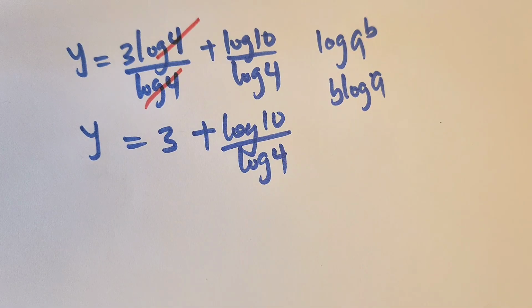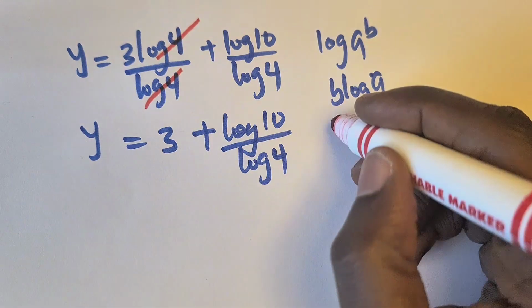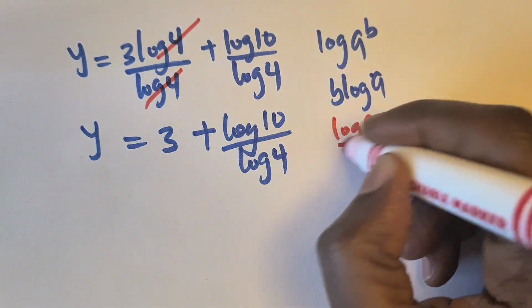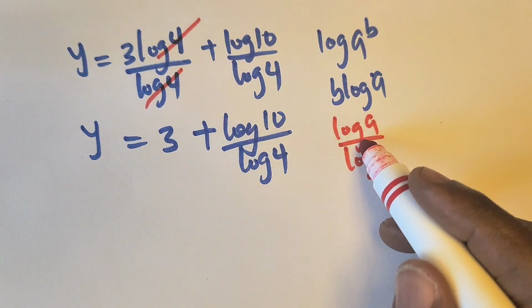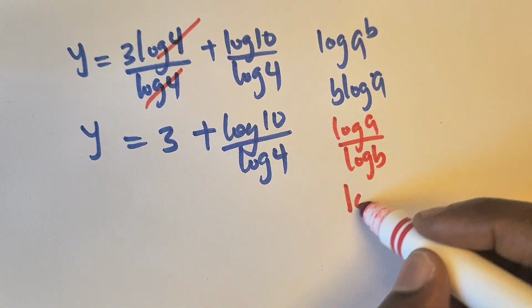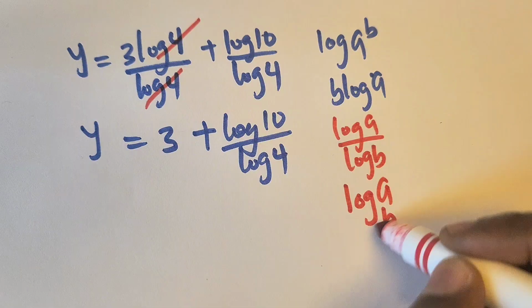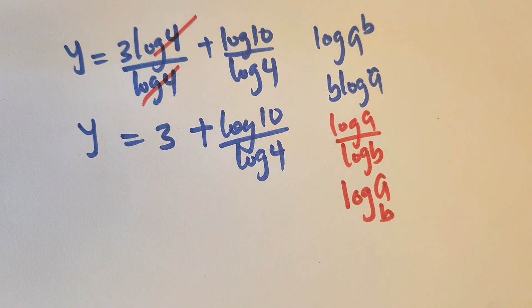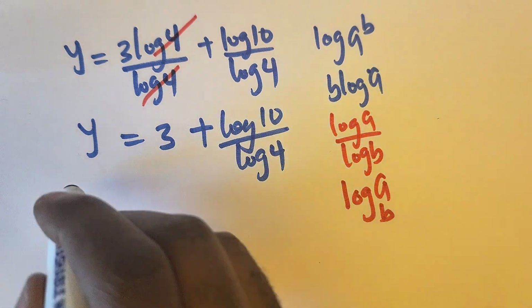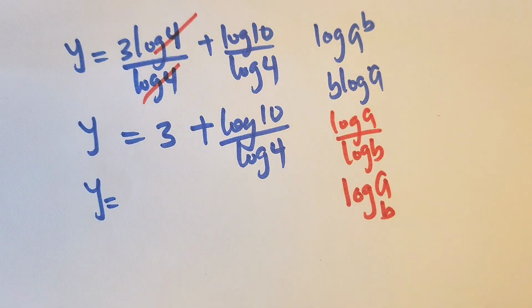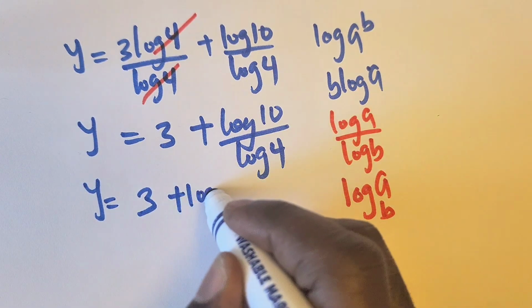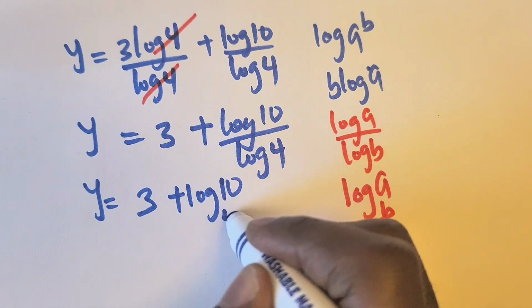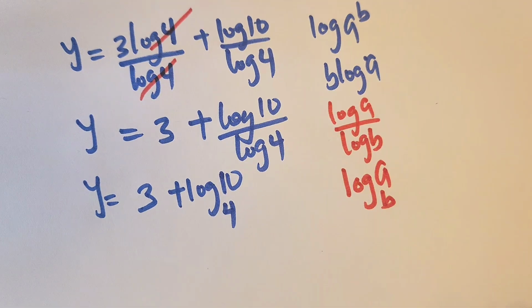Now, another interesting fact is this. If you have log A over log B, and they have the same common base, this can be written as log A base B. Okay, provided they have the same base initially. So I'm going to use the same law here. So here, my y is going to be 3 plus log 10 base 4. Now, this is what we've gotten.